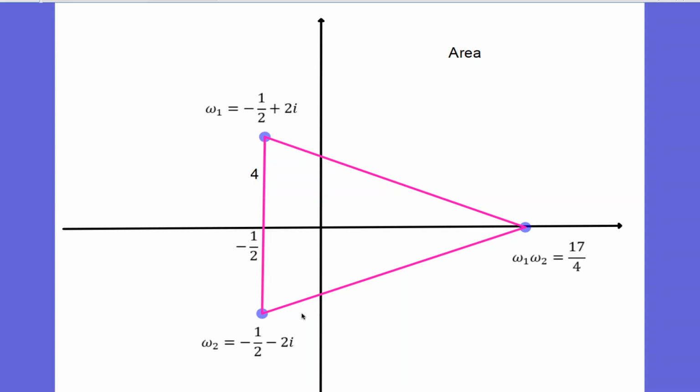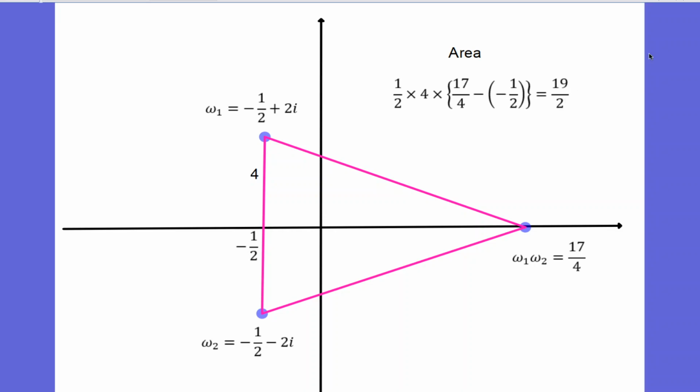We have an isosceles triangle. There are various ways we can work out the area of this. The easiest way, I think, is just to say it's a half base times height. The base is a total of 4. 2 plus 2 is 4. And the height is 17 over 4 plus a half, 19 over 4. And our final answer is 19 over 2. And the problem is solved.